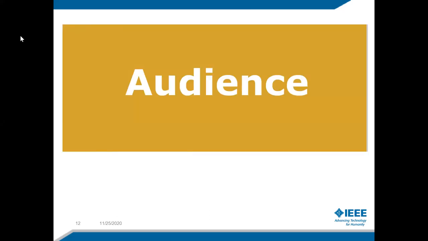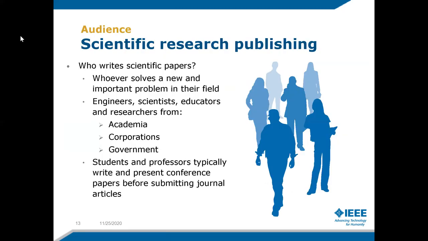Now, as we just said, it is very important to consider who the audience is, who is going to read the paper. If you are going to publish, who is going to read? And of course, we first think about who is going to write the scientific papers?